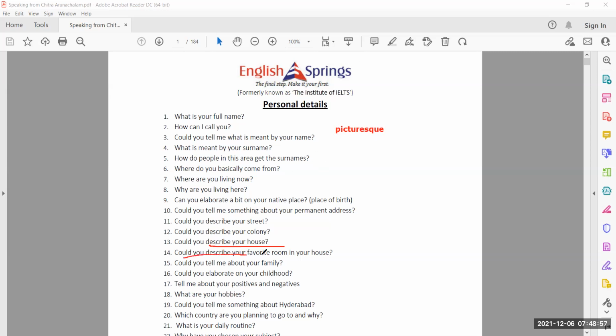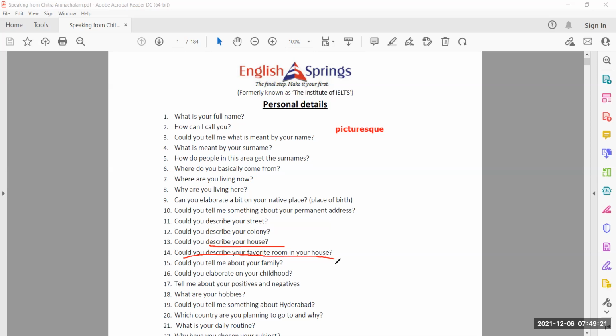Next one is, could you describe your favorite room in your house? It's all about your favorite. Please feel very comfortable to answer this question. You can very well describe your room, the color of the room, and the things that are present in your room. Why is it your favorite, and how do you spend time in that room?